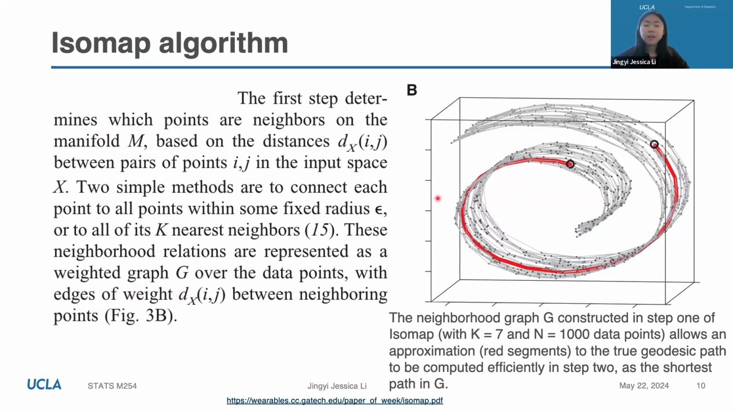Just for your information, all the methods that are referred to as manifold learning almost all have this graph connection step. Therefore, you are no longer using the Euclidean distance. From now on, you are using the graph. The neighborhood graph constructed in step 1 of Isomap allows an approximation to the true geodesic path to be computed efficiently in step 2 as the shortest path in G.